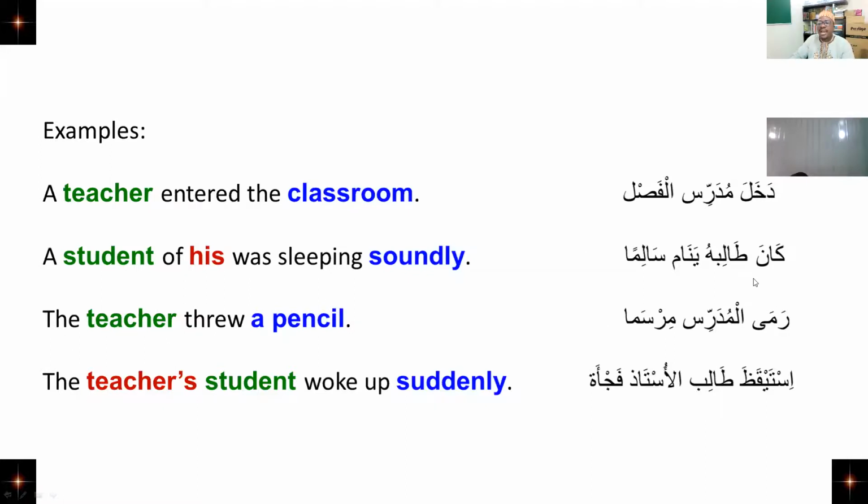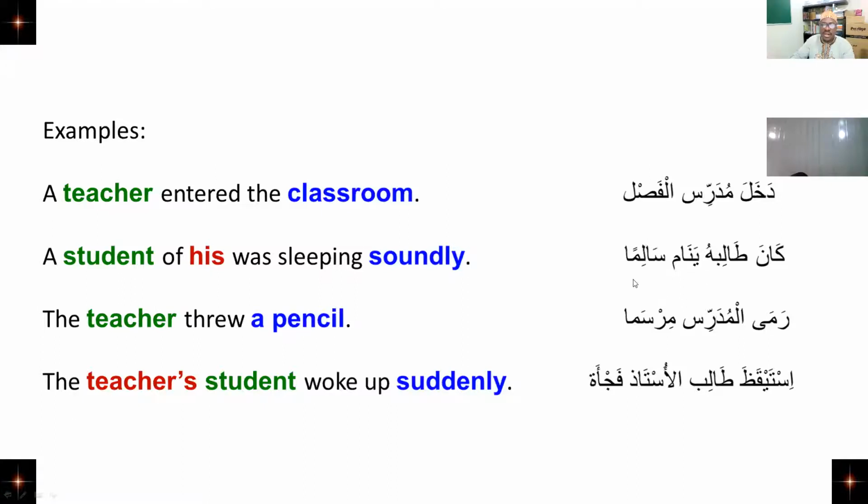Now the next one says كان طالبه ينام سالما. A student of his was sleeping soundly. Now note, if I tell you who is the subject of this particular sentence, it is very difficult for you to say. But here you can easily note that the student is the subject. How do I know that? Because this talib here is in rafa status, so it's talibu. But the word "his" comes after of, so it is in jar status.